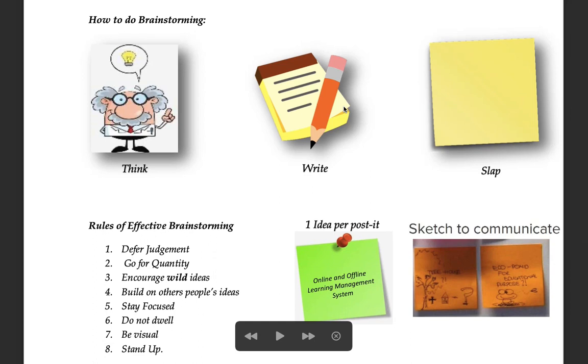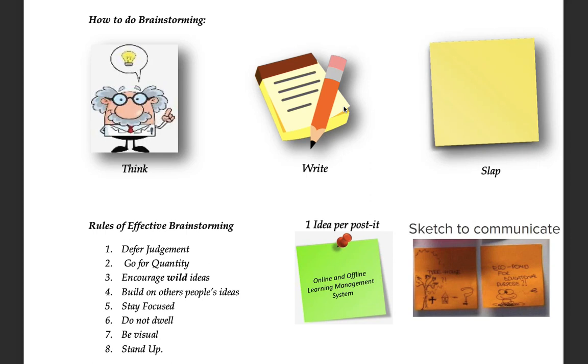How to do brainstorming? So this is now the question. To do brainstorming, you think, you write, and you slap. Okay? So there are rules of effective brainstorming. Number 1, defer judgment. Number 2, go for quantity. Number 3, encourage wild ideas. Number 4, build on other people's ideas. 5, stay focused. 6, do not dwell. 7, be visual. And 8, stand up.